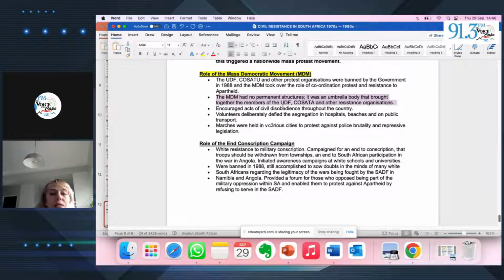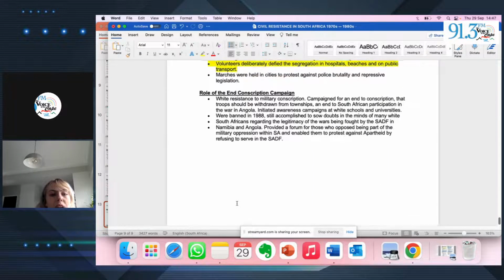They encouraged acts of civil disobedience throughout the country. And volunteers deliberately defied segregation in hospitals, beaches, or public transport. And marches were held in cities to protest against police brutality and repressive legislation.